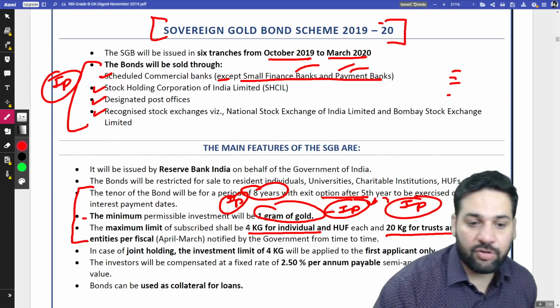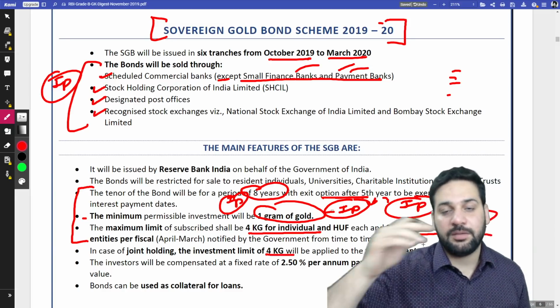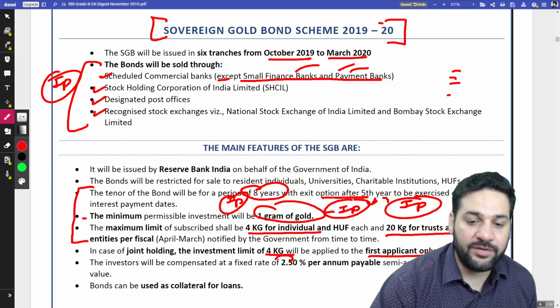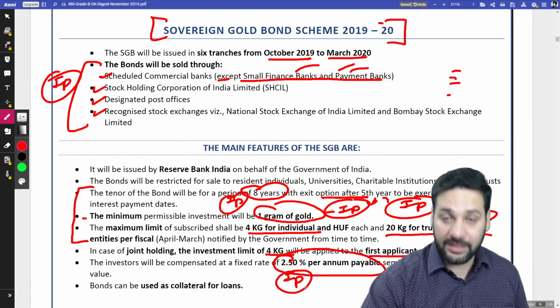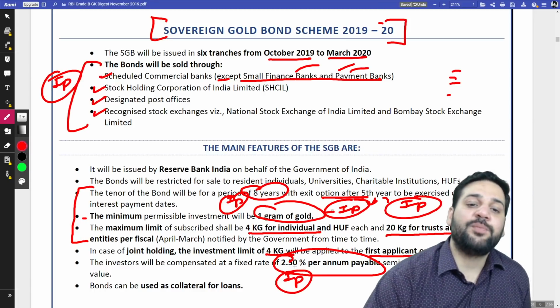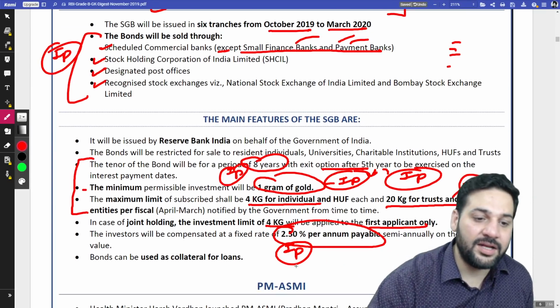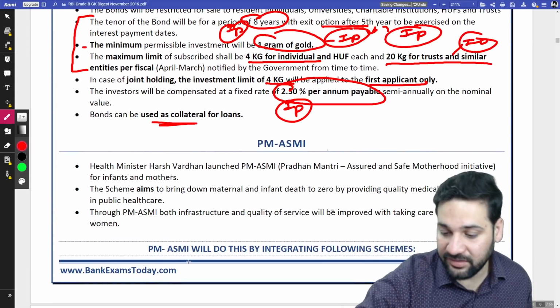Okay. In case of joint holding, the 4 kg limit will be applied to the first applicant only. The second applicant has a separate limit. And the investors would be compensated with 2.5% annual return. That is important. 2.5% is the return. And whatever the increase in price of gold, that will be there, right? Appreciation in the gold prices will be there. And these bonds can be used as collateral for a loan. So very, very important.